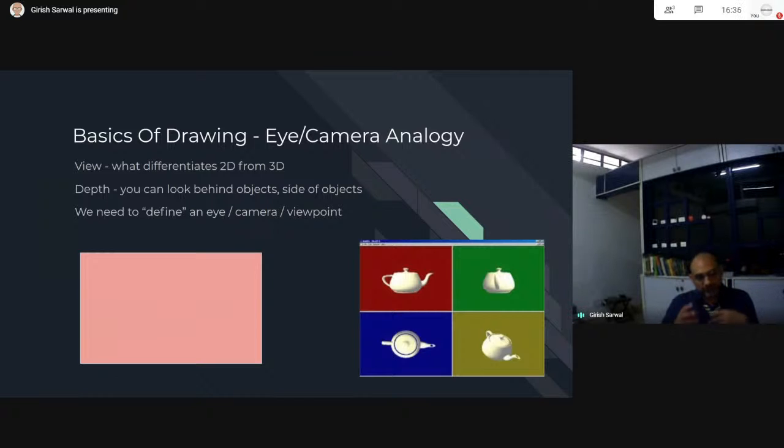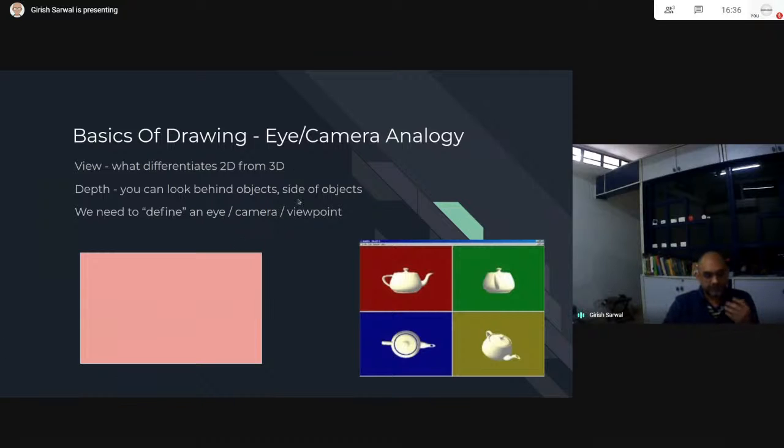So as programmers, we really need to define something known as an eye or a camera or a viewpoint that's looking at the object. In the case of a rectangle, you're always looking at it from the front, and there is no concept of depth. You cannot really move around it, so we don't need a specific eye or viewpoint. But with 3D objects, we could be looking at the object from any angle I wish to. Like in the real world, when you're interacting with 3D objects, you could actually go behind a room and look at it, but you can't really do that with a 2D object.